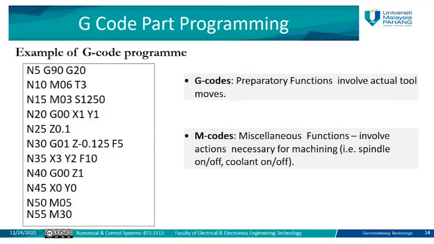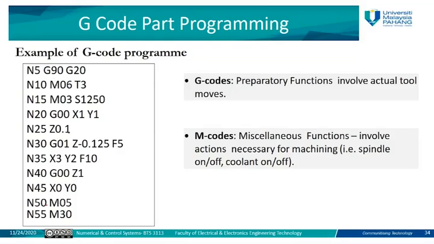You need to define whether it is absolute or incremental, because these are main parts. Then you need to go for which miscellaneous functions you are going to use, and which tool you are going to use, T3, T1, T2. Then you define, for example, the spindle speed, the feed rate, the coordinates, and so on. So this is the typical form of a G code program.